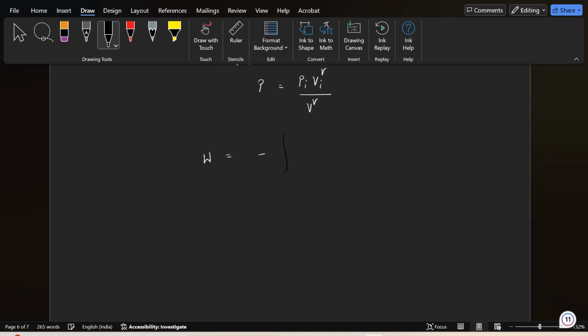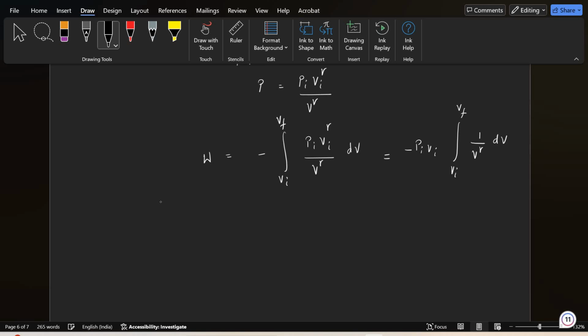So minus integral from VI to VF of PI VI to the power gamma divided by V to the power gamma. Here, PI and VI are known, so they are constants and we can take them out of the integral. But V is a variable, not a constant value. So we have 1 by V to the power gamma dV.